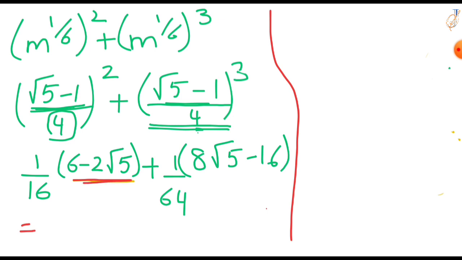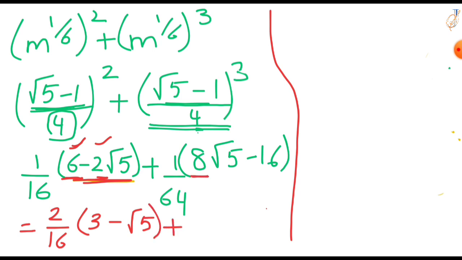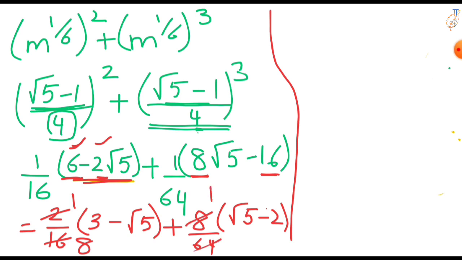In this term, 6 is there, 2 is there. Take 2 as common. Then 2 by 16. If you take 2 common, here you are left with 3. Minus, here take 2 common, you are left with minus root 5. Plus, here 8, here 16. So take 8 as common. Then you are left with root 5 minus 2 by 64. Here 2 times 8 is 16, 8 times 8 is 64.